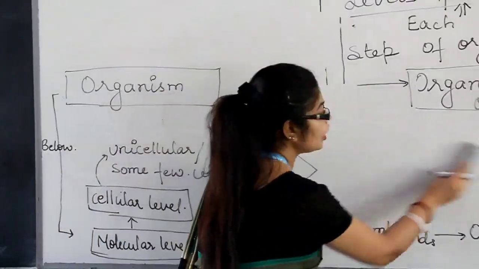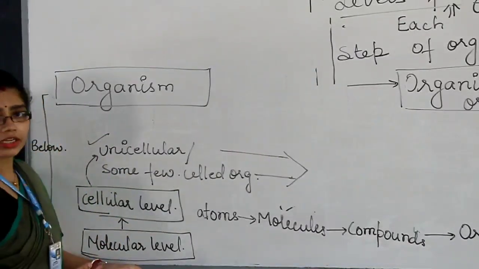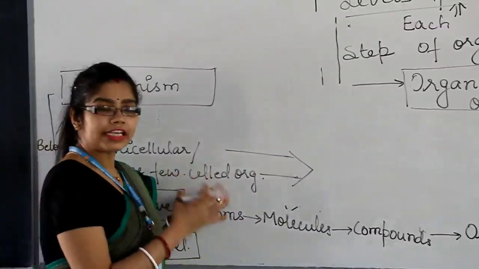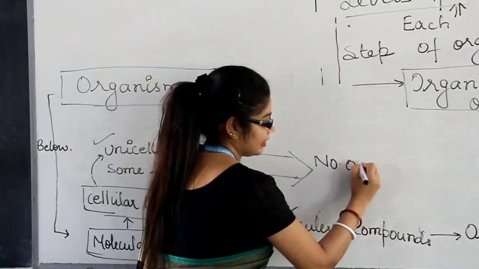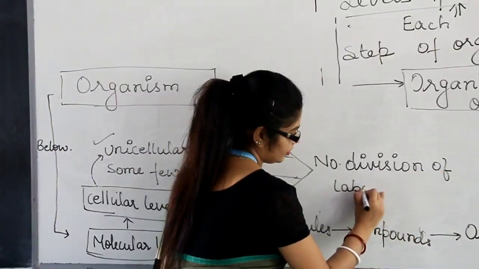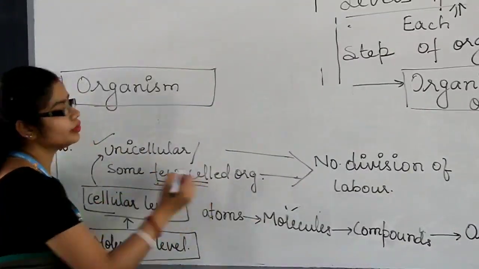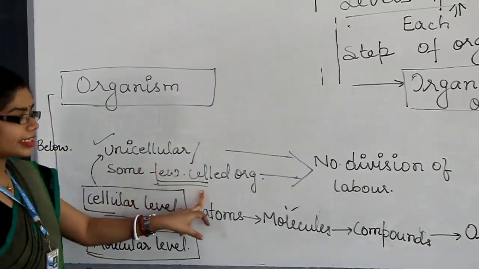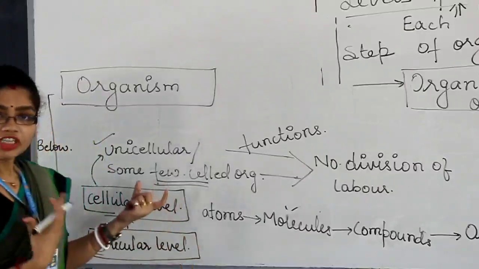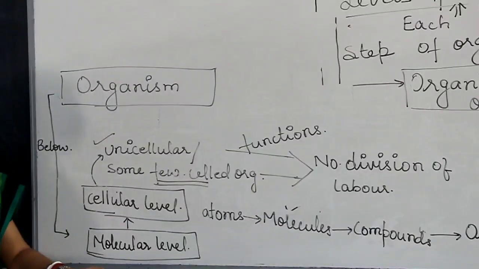Here all the functions for the organism are performed by a single cell in the case of a unicellular organism. In the case of a few-celled or some multicellular organisms, these cells organize together but carry out the same function. So no division of labor can be seen. This means the work is not distributed among different types of cells. Single-celled or few-celled organisms do all the functions together. Then these cells aggregate together and form the next level of organization, called the tissue level of organization.